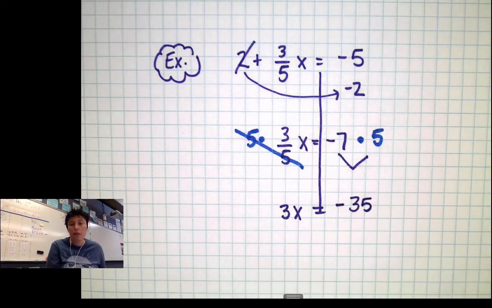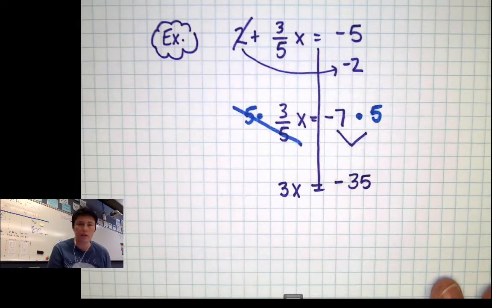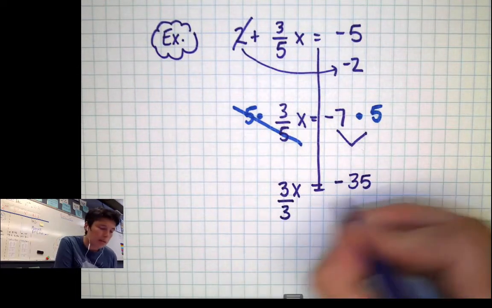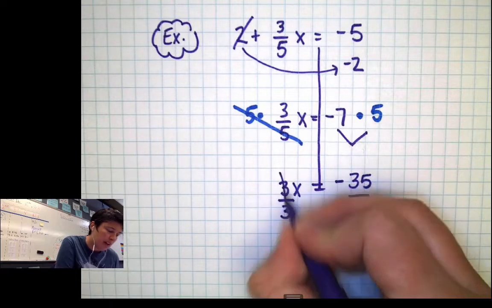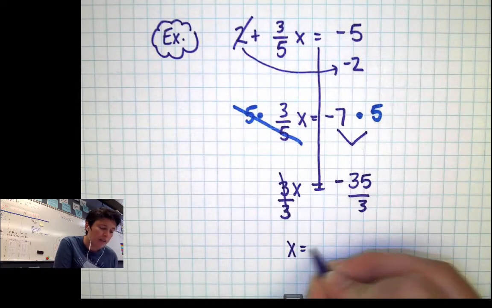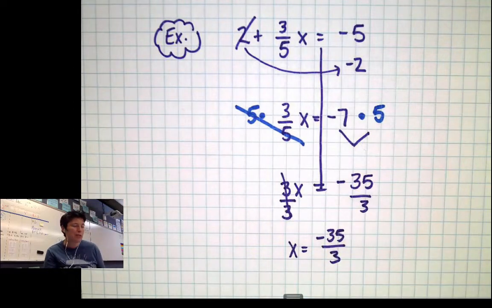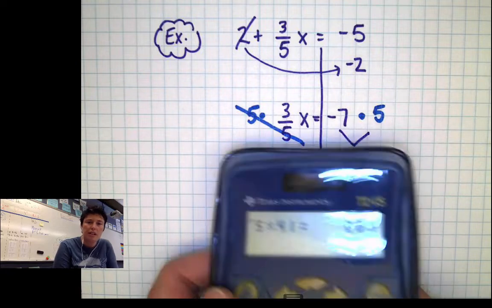Okay, so now what do I do? Well, continue the things that I know how to do. To get rid of the 3, I have to divide it away. So I'm going to divide by 3 on both sides. x is going to equal -35 divided by 3, and that's going to be a decimal. 3 does not go into 35 evenly. I know that for a fact. Let's see what it is.